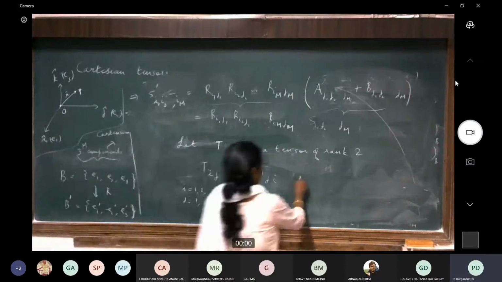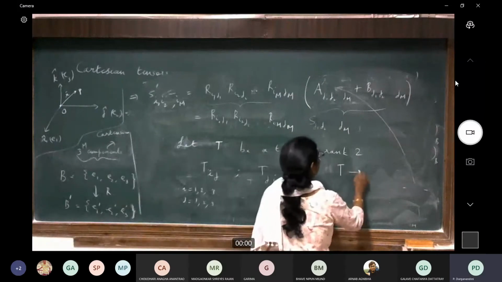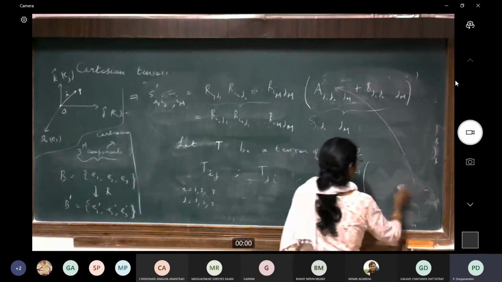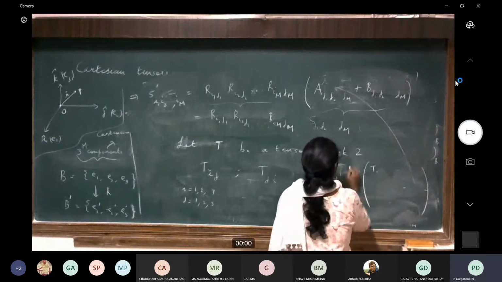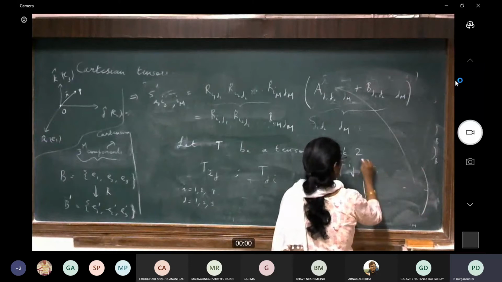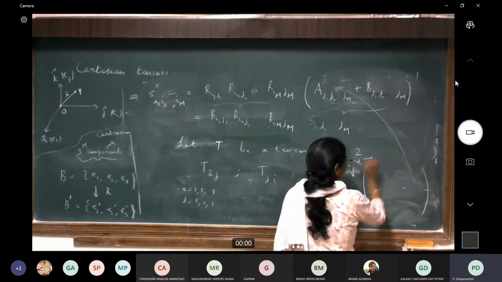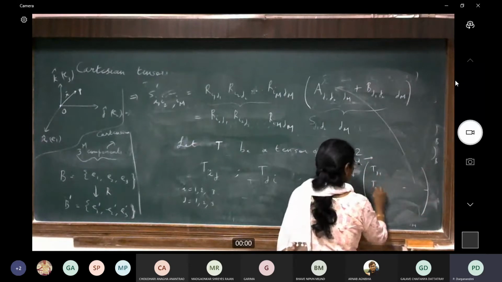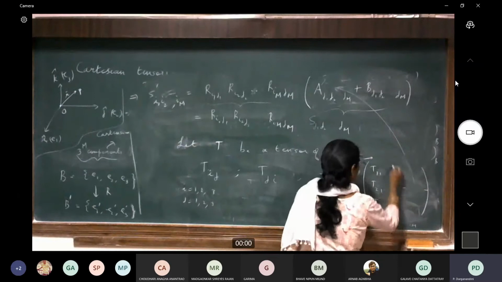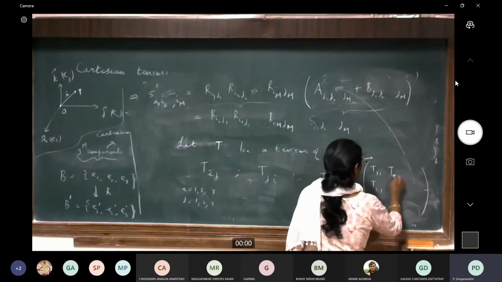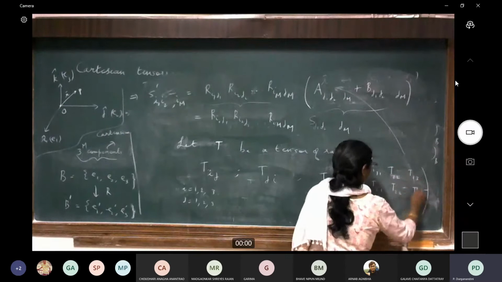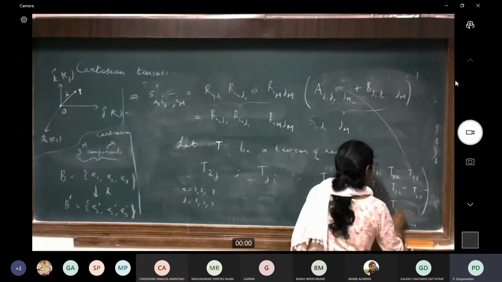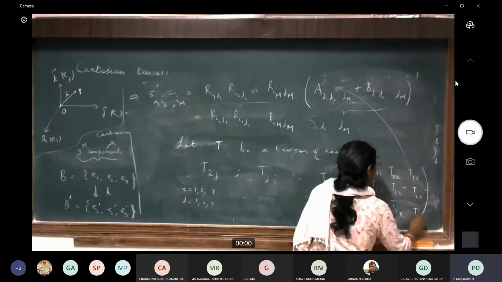So I'm replacing the second rank tensor by a matrix. So I have T11. This is like saying that T here, i is the row index and j is the column index. So I have T11, T12, T13, T21, T22, T23, T31, T32, and T33.